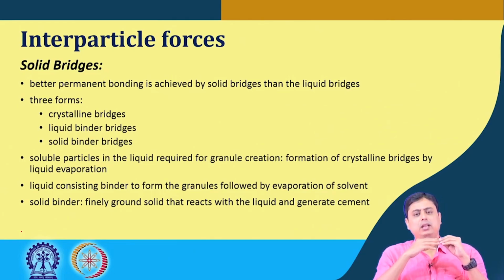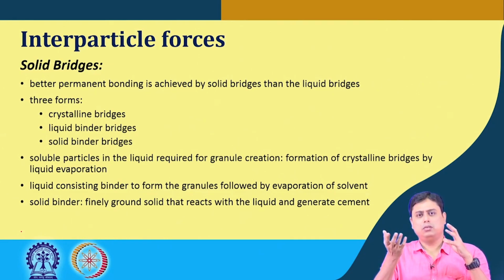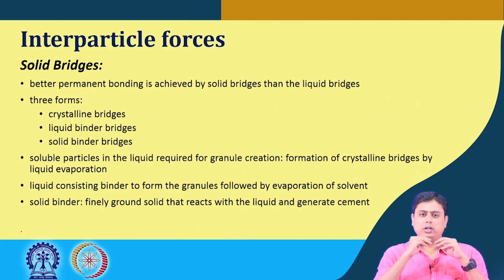Now, the other way can be introducing directly some solid binders. These solid binders are nothing but very fine ground solids that can react with the liquid that is present in between the particles and form cement like structures, and then it actually rigidly bonds the particles and the granulation happens. So, basically either if the particles are soluble in the solution containing binder, then after evaporation we can have the crystalline structures, or we can directly put the solid binders that react with the liquid that is present and it generates a cement like structure.